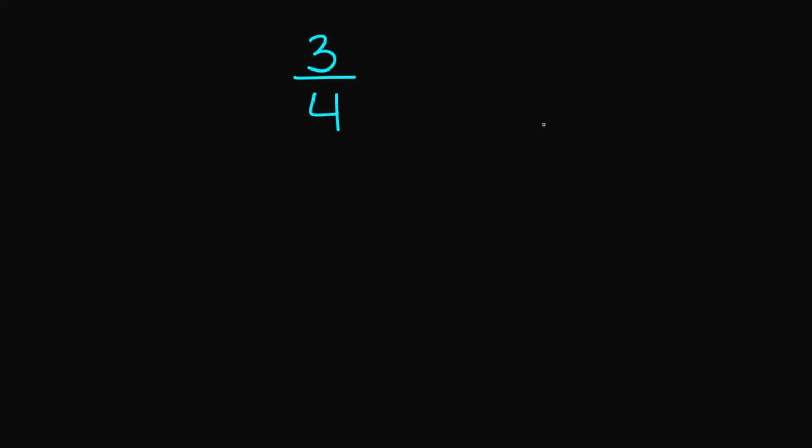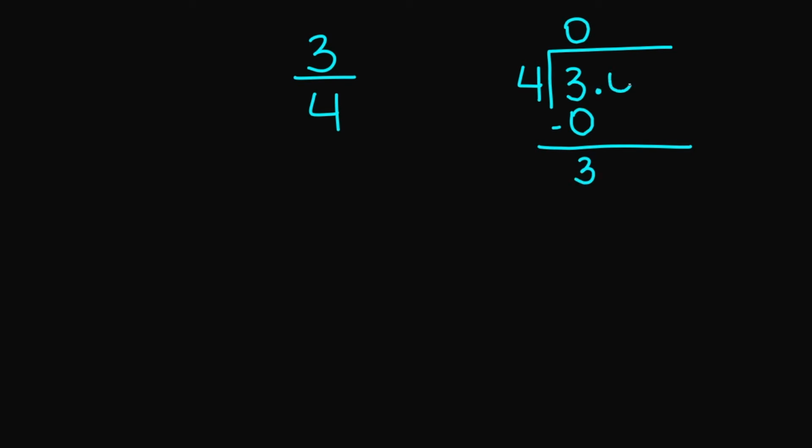So let's look at this example, 3/4. I'm going to write my 4 on the outside. My 3 is on the inside. 4 goes into 3 0 times. 4 times 0 is 0. 3 minus 0 is going to equal 3. I'm going to add my decimal, my 0, bring that down, and then add my decimal up here as well.